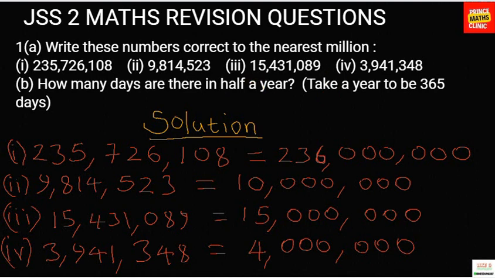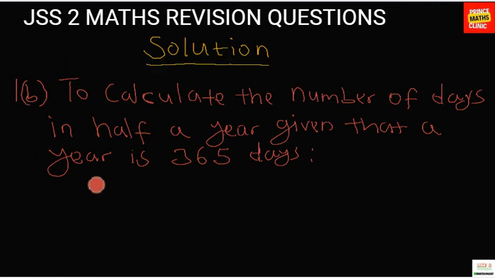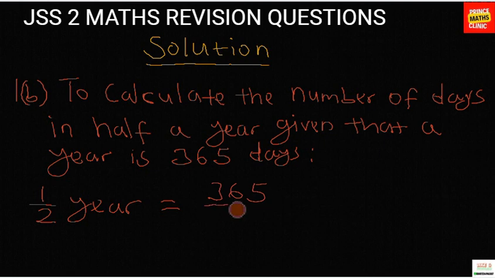So let's look at that particular one. Good. So half a year, to calculate the number of days in half a year, given that a year is 365 days. So half of 365 is simply half a year, right? So half a year would now be that, since we want to find it in days, is 365 divided by 2 days. And if you say 2 in 3, you have 1, remainder 1.